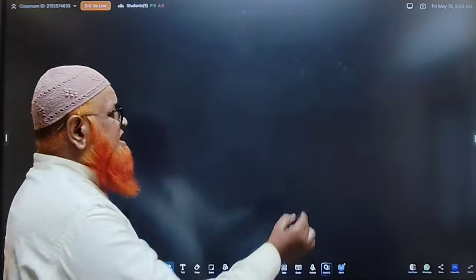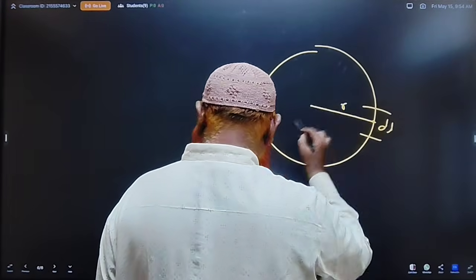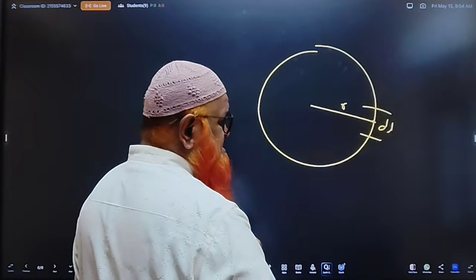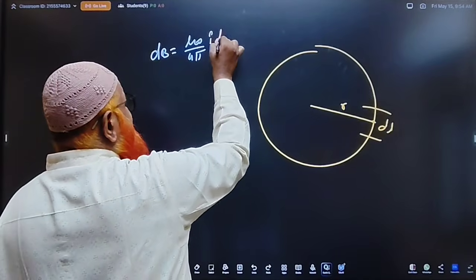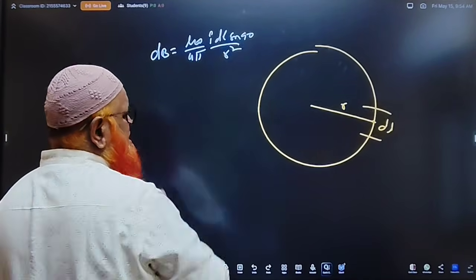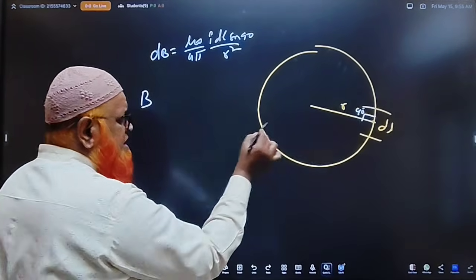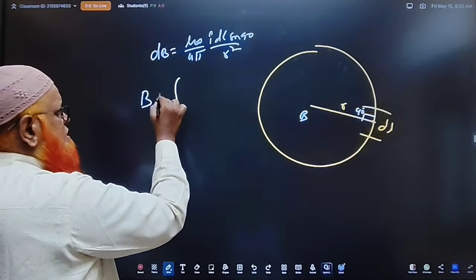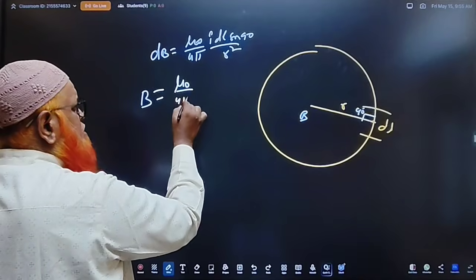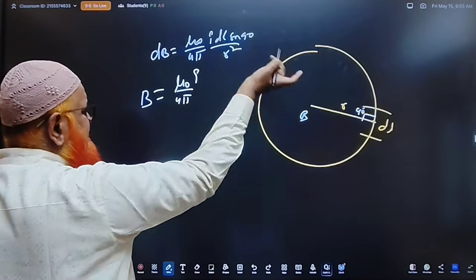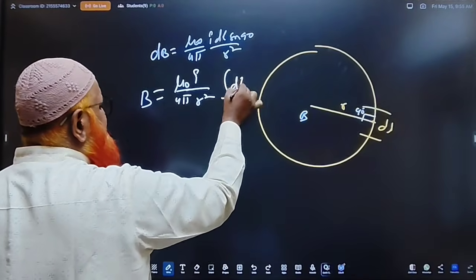Understood? That is called the Biot-Savart law. This Biot-Savart law, when applied on a circle, I am taking the smallest part of a circle which has radius r. If you apply the Biot-Savart law, it is mu naught by 4 pi I dl sine 90 by r square. This smallest part dl is taken at 90 degrees here. If I want to find the total magnetic induction at this place, I have to integrate. Mu naught by 4 pi is constant, I is constant, sine 90 is 1, r is constant, only the integration of dl is left.